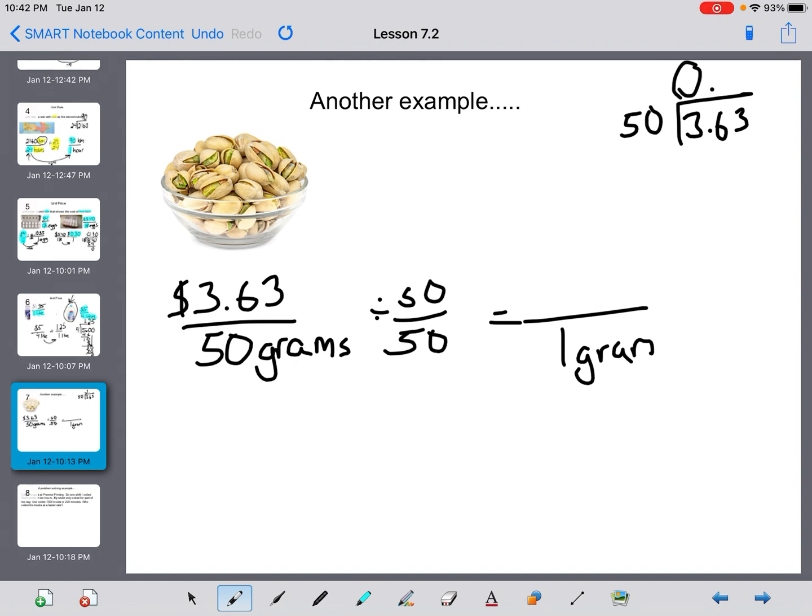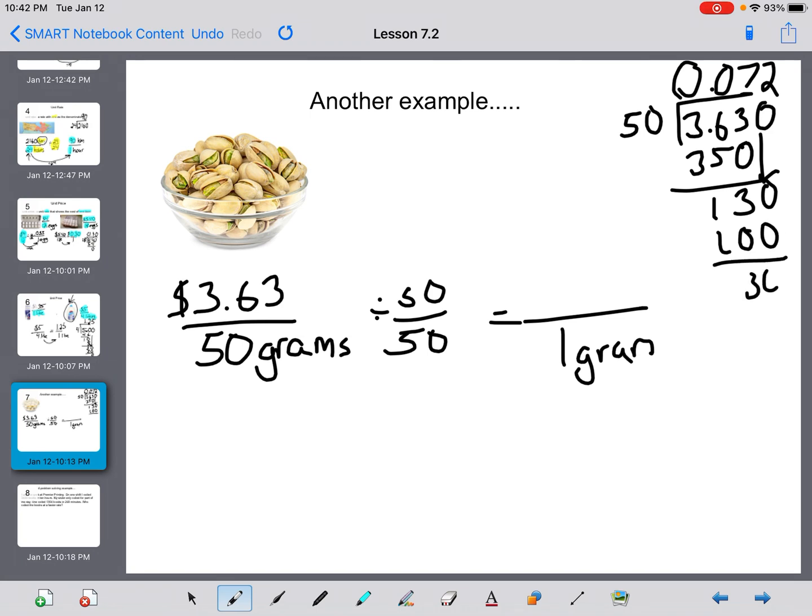50 does not fit into 3. It does not fit into 36, but it does fit into 363. In fact, it fits in 7 times. And then I get 13, bring down the 0. It fits in twice. 100, 30, bring down a 0. I'm right on the edge of my iPad here. And then 6. Oh, the 6 isn't going to show. Sorry about that. Oh, there it is.